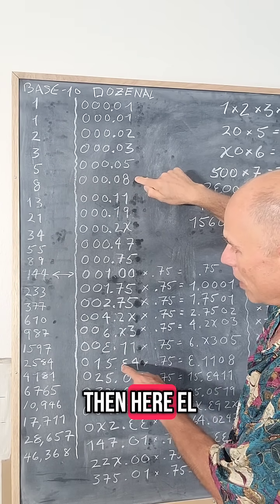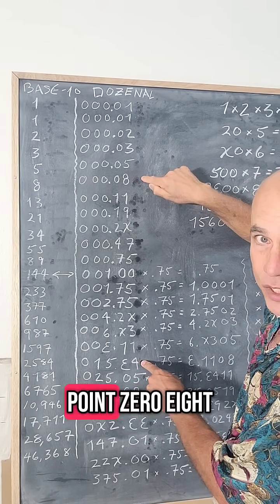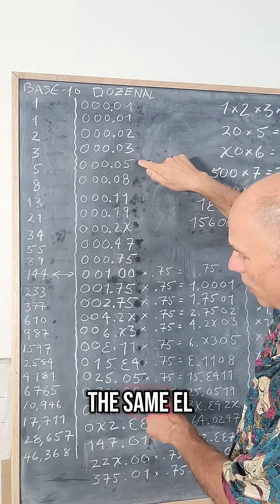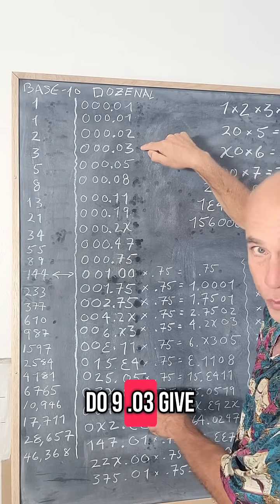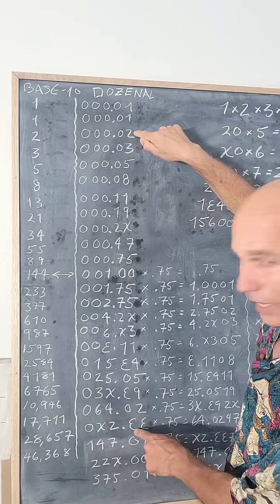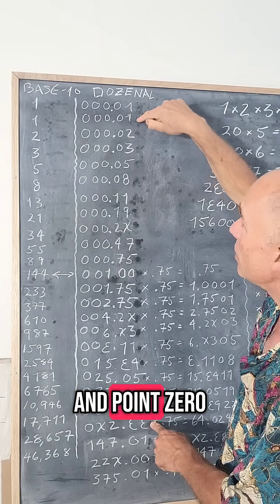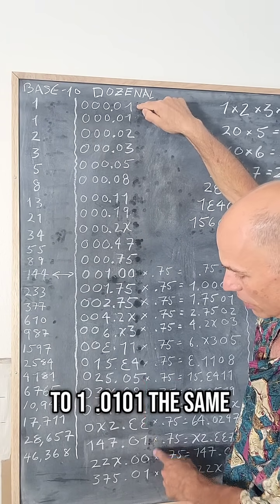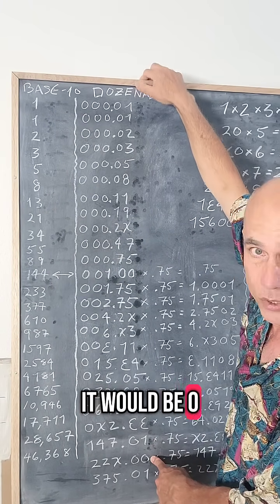Then here, L do 4 and 0.08 added together give us a 1. These two are the same. L do 9 and 0.03 give us the length of 1. These two numbers are the same. L do L and 0.01 add up to 1. 0.01 and 0.01 are the same, and then 0, 0, and here it would be 0, 0 also.